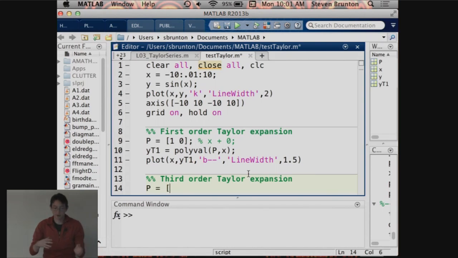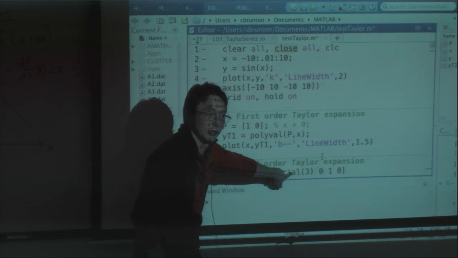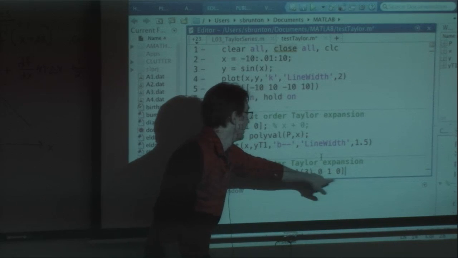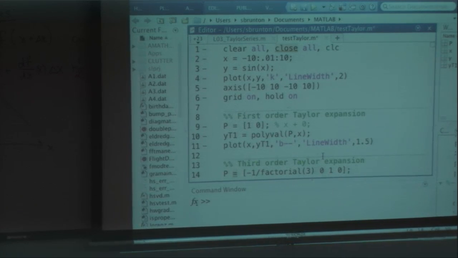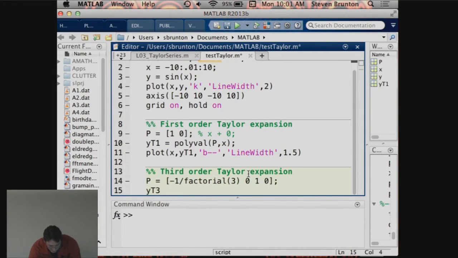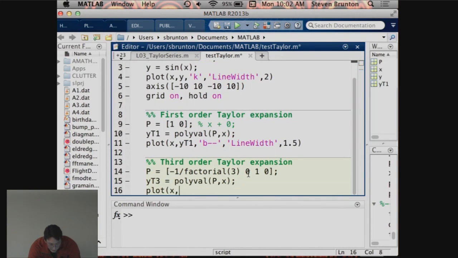P equals, what's our third order Taylor series approximation? Minus 1 over 3 factorial x cubed plus x. Okay, so what is that? Minus 1 over factorial 3, 0, 1, 0. Right, so this is my delta x cubed term. I have 0 delta x squared terms, and I have 1 delta x, and then 0 constants. That's my Taylor series expansion up to order 3. And I can say that yt3 equals polyval p evaluated at x. So I'm going to evaluate that new polynomial at my points x. And I'm going to plot x with my third order Taylor series expansion, let's say in red.